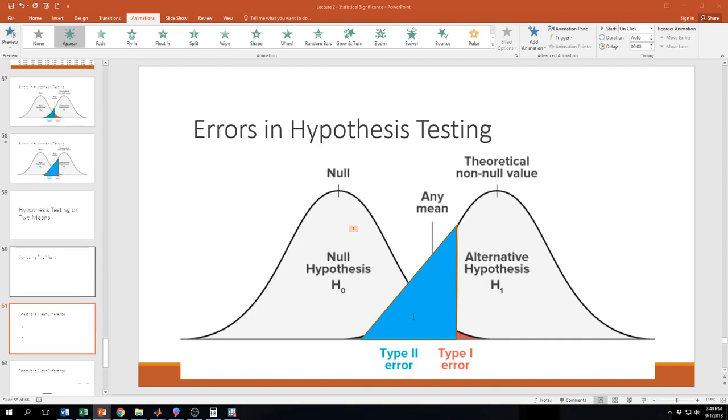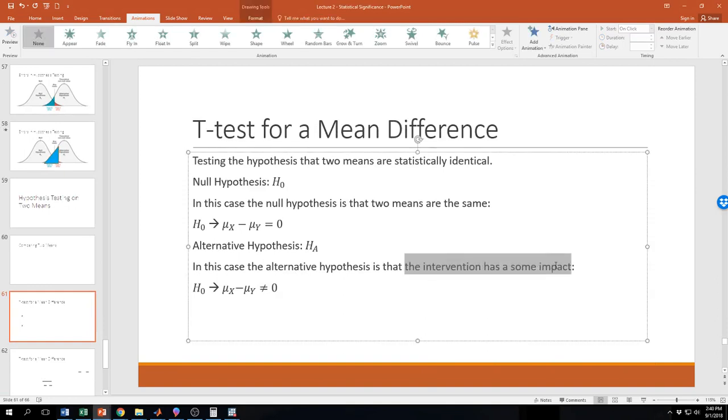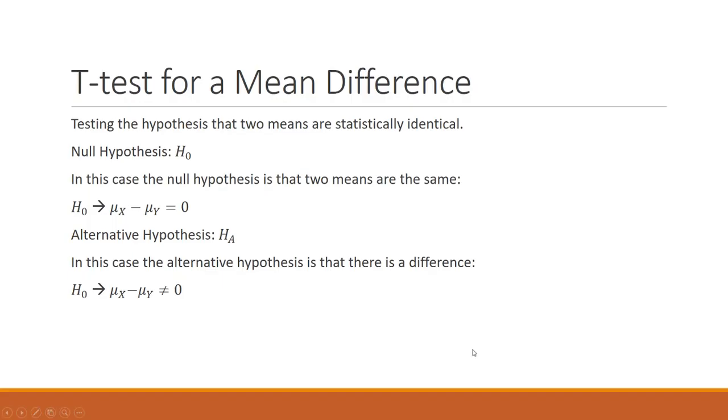is a difference. I want to change the language in the slide. In this case, the alternative hypothesis is that there is a difference. This would mean that the average income for people with a high school education minus the average income for people without a high school education is not 0. The null hypothesis is not true.